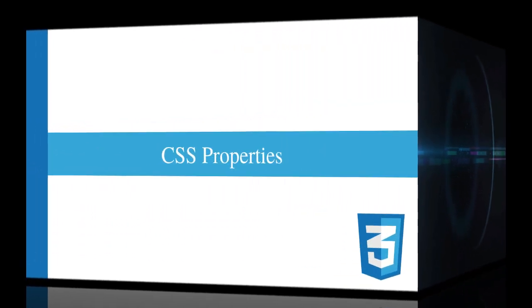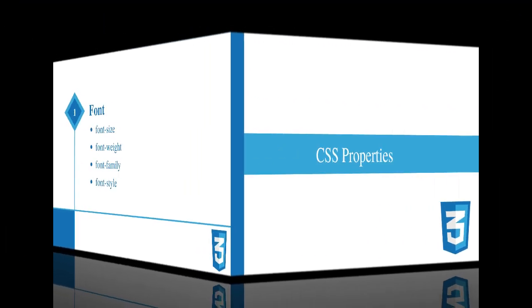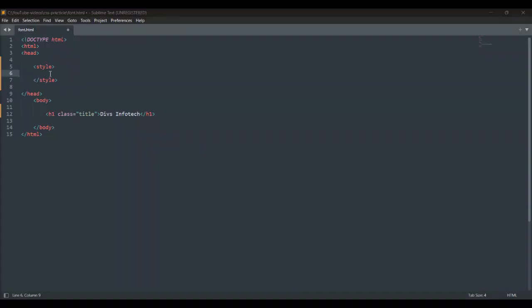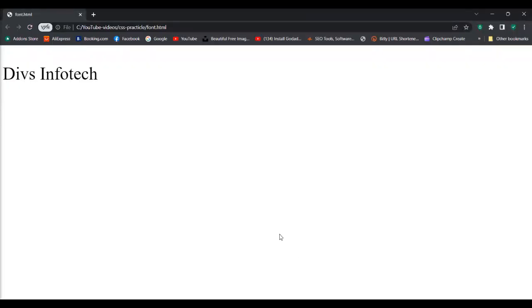Now onwards, we will discuss about properties of CSS. Firstly, we will discuss about properties of font, which are font size, font weight, font family, and font style. The first property of font is font size. This property sets the size of the text. Note: you should not use font size adjustment to make a paragraph look like a heading or a heading look like a paragraph. See, the font size is set.